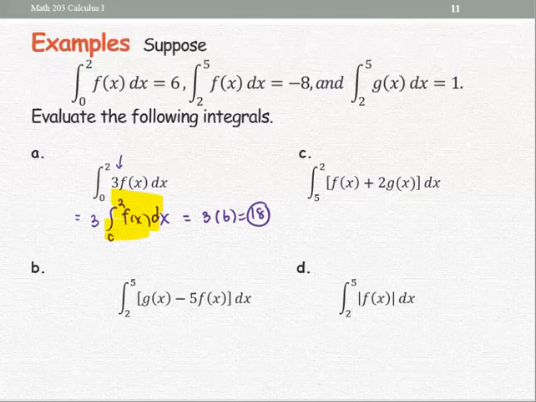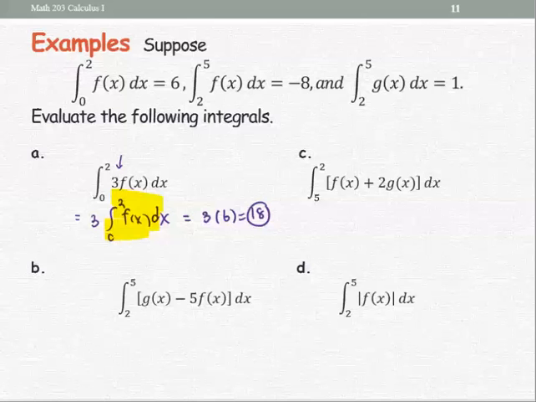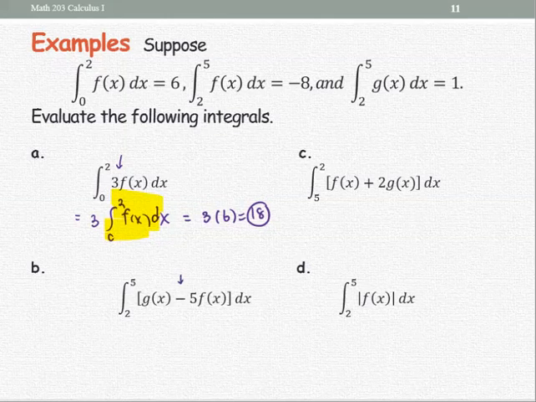In part b, we have the definite integral of g of x minus 5 f of x with respect to x. We can apply a couple of properties to this problem. As we see the difference, we can separate it into the difference of two definite integrals.